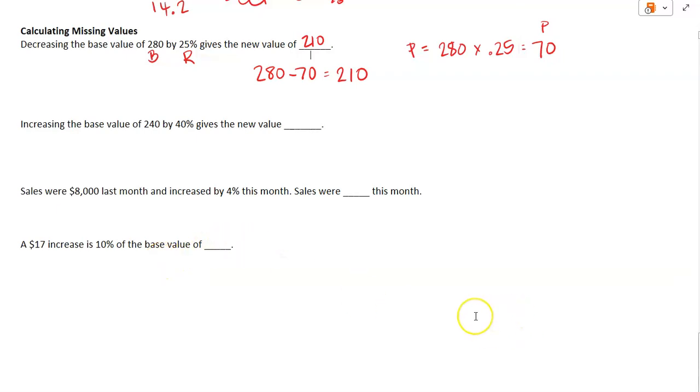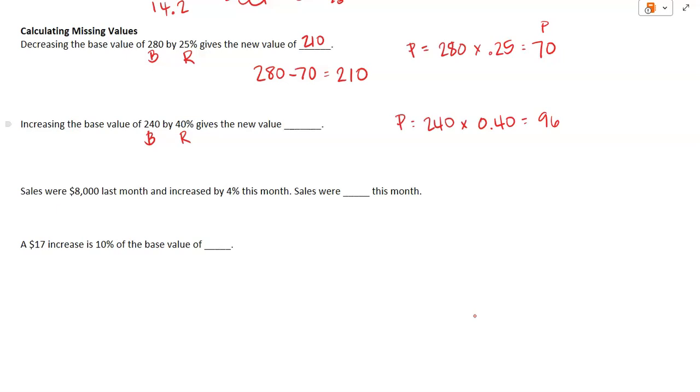In this next one, it says increasing the base value of 240 by 40% gives the new value of what? Okay, so here again, we know our base, we know our rate, and the first thing we need to do is to calculate our portion, or our percentage amount, and that's 240 multiplied by 0.40. Okay, and this is equivalent to 96.